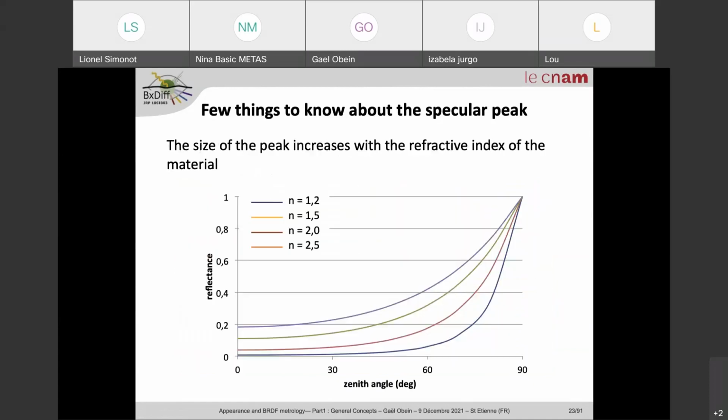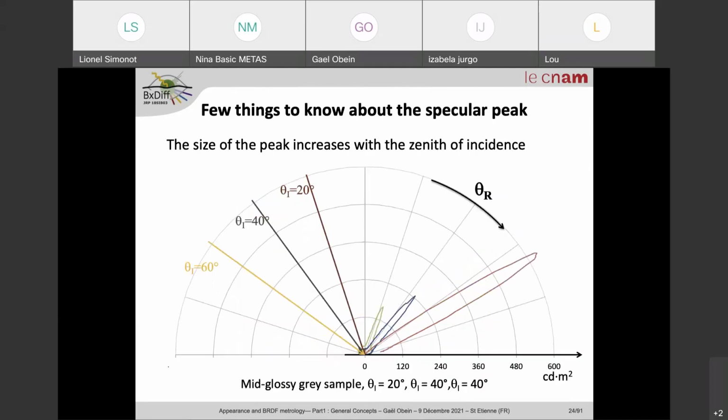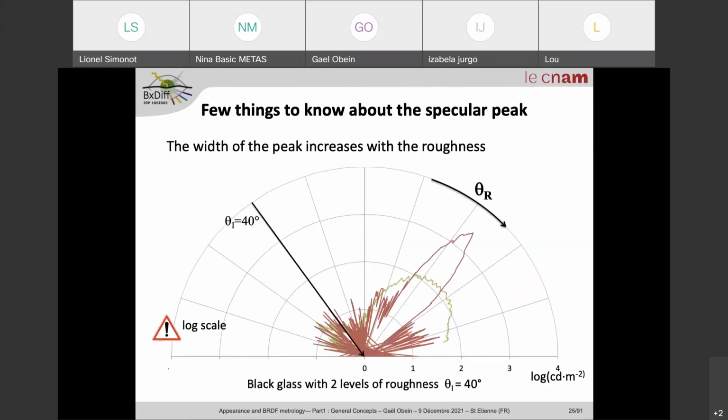The second thing is that the size of the peak increases with the refractive index of the material. This is due to Fresnel. Also, the size of the peak increases when the zenith angle of the illumination increases. Here you have three zenith angles, and you see it's quite a big effect, in fact. So the width of the peak is very dependent on the angle. The size also depends on the roughness.